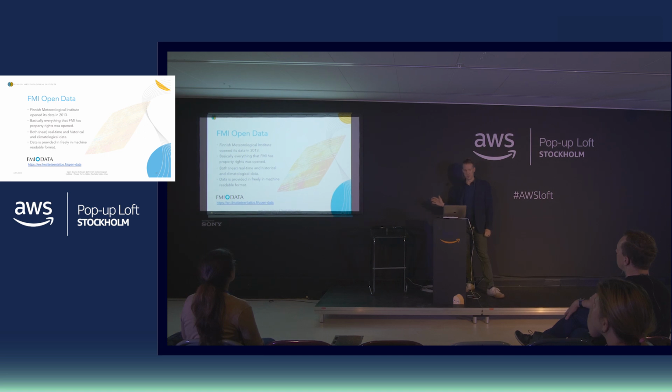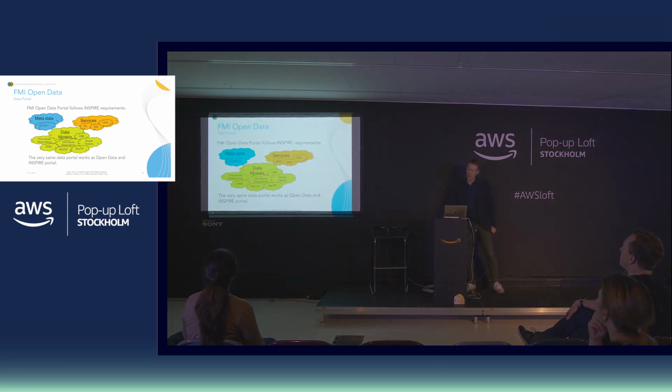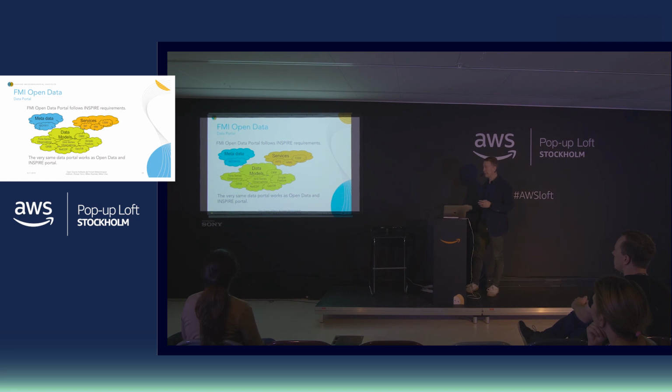And all the data is provided in machine readable format. Later on, we added some user interface for the most popular data type, namely weather observations. But all other data is only available in machine readable formats. And actually, we are using the INSPIRE European Union Directive as a framework for our open data portal, and we use the very same portal for INSPIRE and open data. That means that we share certain types of metadata, we use certain types of services, WFS, WMS, and CSW, and we use certain types of data models. And we actually provide the same data in different data models to maximize interoperability and client support.